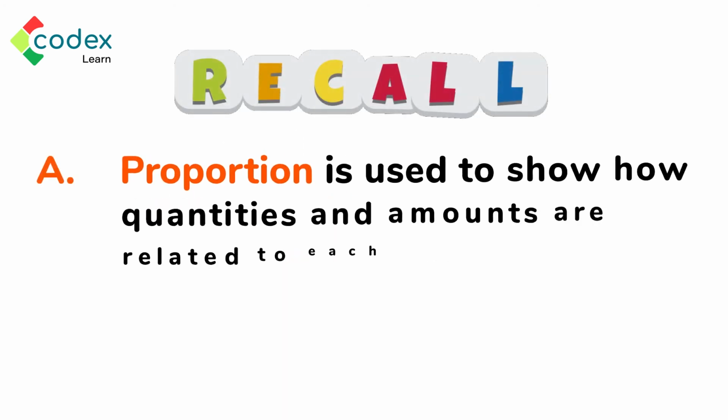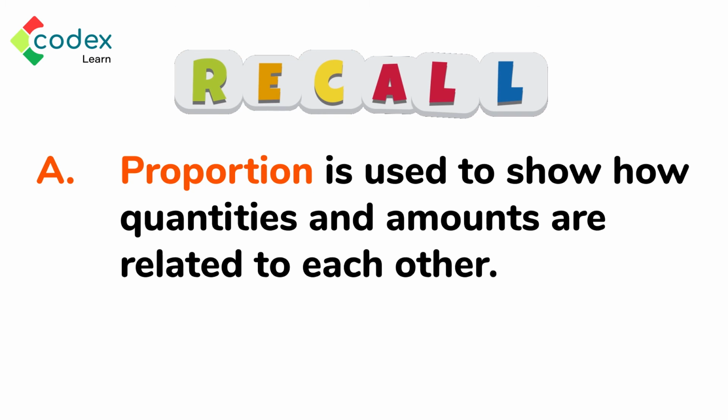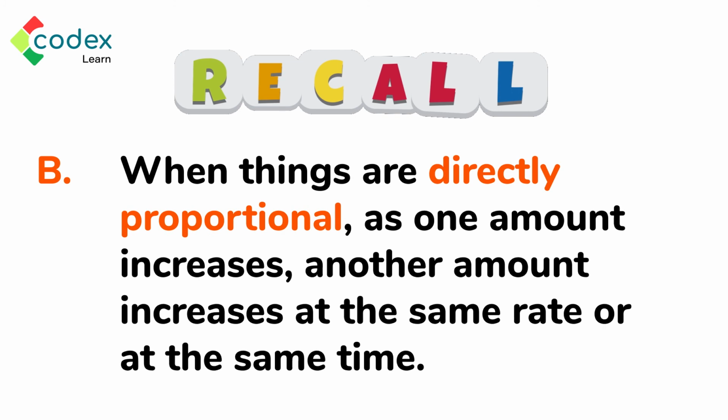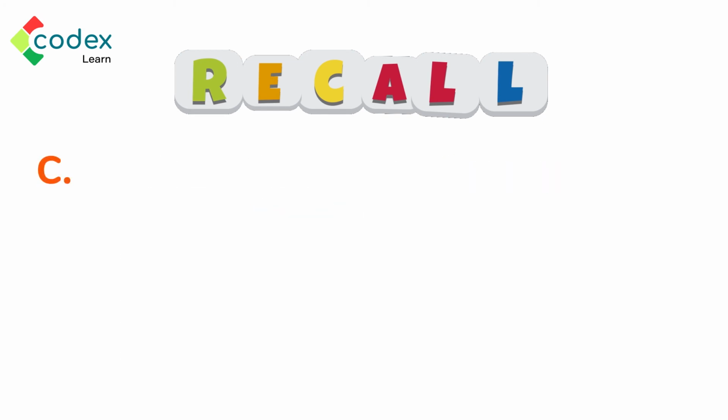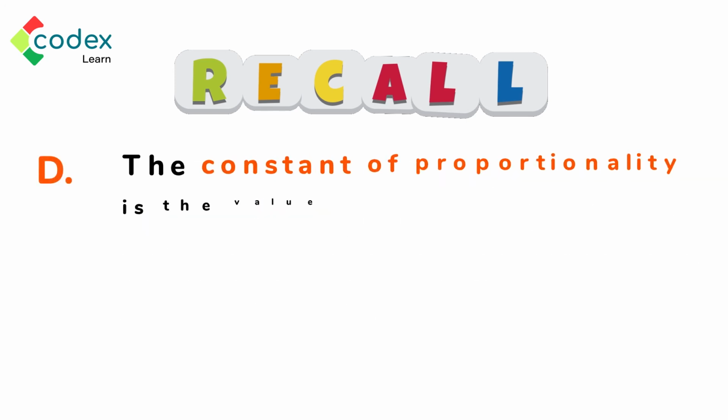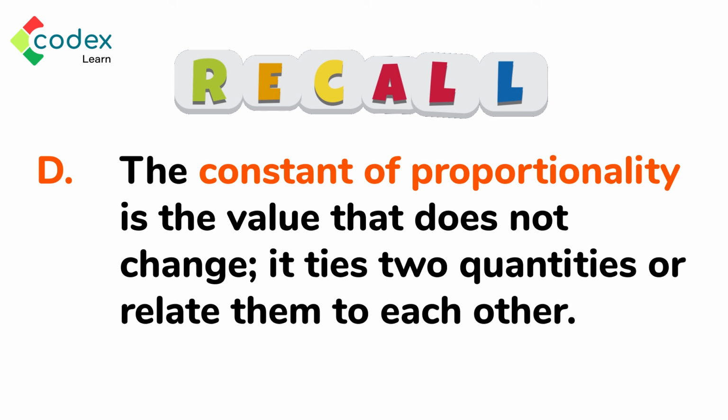A. Proportion is used to show how quantities and amounts are related to each other. B. When things are directly proportional, as one amount increases, another amount increases at the same rate or at the same time. C. When things are inversely proportional, it means that one value decreases at the same rate that the other increases. D. The constant of proportionality is the value that does not change. It ties two quantities or relates them to each other.